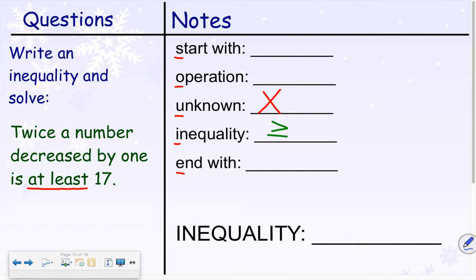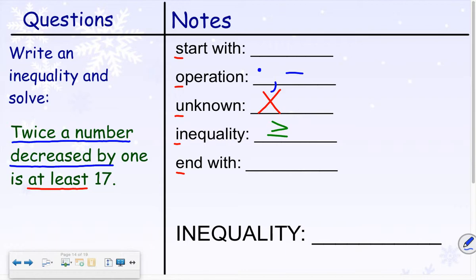Okay, then if I go to my operations, there's actually 2 operations in this problem. Twice a number means that you're timesing a number by 2. So we have both multiplication and we see the word decreased by. Decreased by is subtraction. So we have both multiplication and subtraction in this problem.